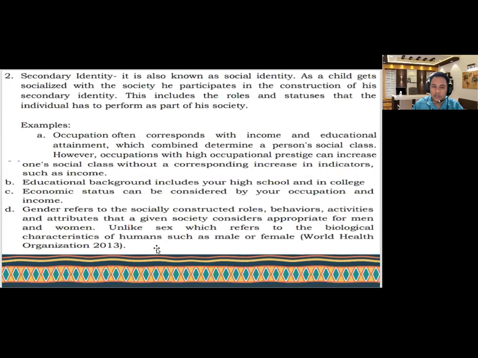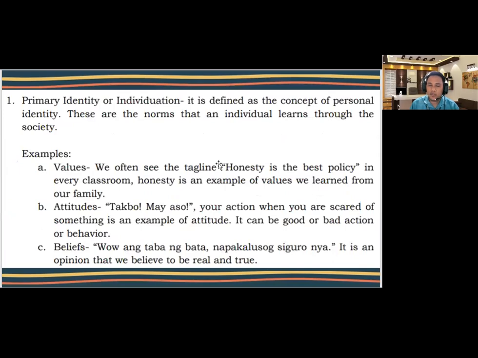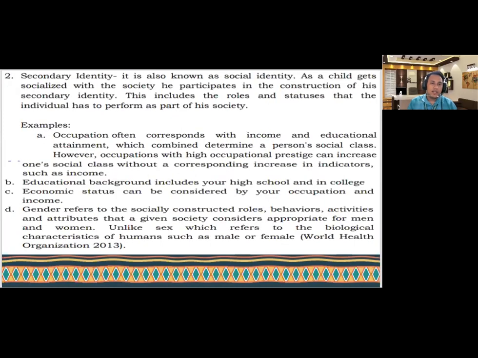Kaya meron din tayong tinatawag na LGBTQI+. Okay, so meron tayong tinatawag na gano'n. Okay, so because sex is different from a gender according to the World Health Organization. Okay, so yun naman yung kabuuan ng secondary identity. Kapag yung primary identity, we are talking about the values, the attitudes and the beliefs that we have learned through the society, through the environment or through our family. Pag sinabing secondary identity naman, this is your social identity. We are talking about the roles and statuses that an individual has to perform as part of his society.